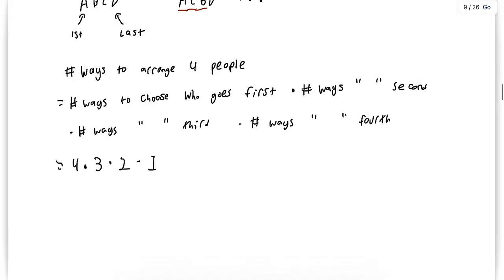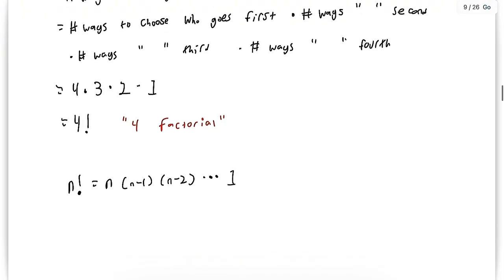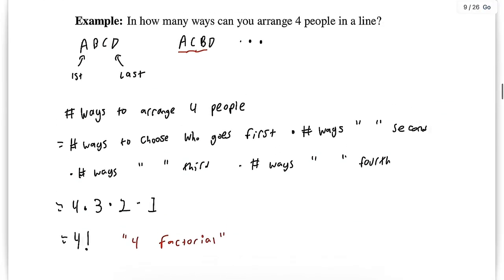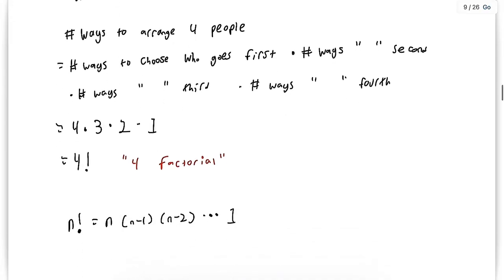And you may have seen this notation before for this kind of number. This is called 4 factorial and is written with an exclamation point. You can read this as 4 factorial. If you're wondering what this is, it's literally just what I've written up here. So in general, n factorial, where n is some integer, is just n times n minus 1 times n minus 2, and so on, down to 1. So I think this definitely suggests something: maybe the number of ways to arrange n people in a line could be n factorial, and yeah, that is true.